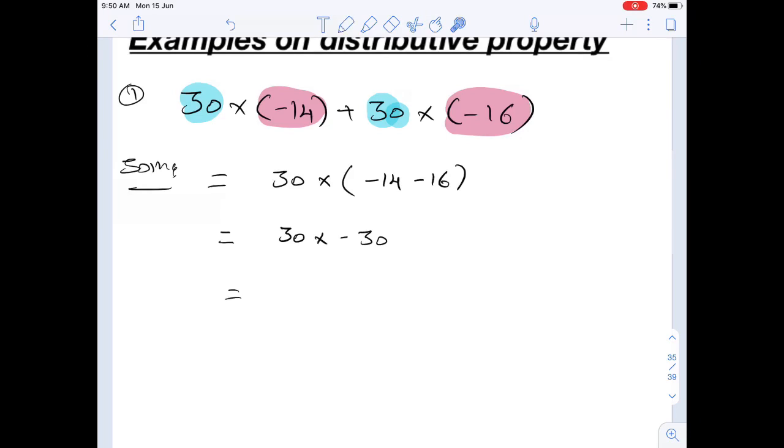Now in between these two numbers, what sign is there? Multiplication. So we will multiply these numbers. Now before multiplying numbers, we have to multiply the sign. So both the numbers are having opposite sign. When two numbers are having opposite sign, we write minus in our answer. Okay, now 30 into 30, so it is 900. So this is our answer. Okay, now let us see one more example.